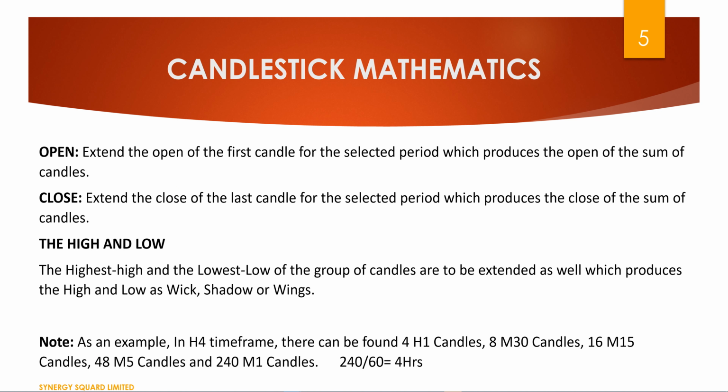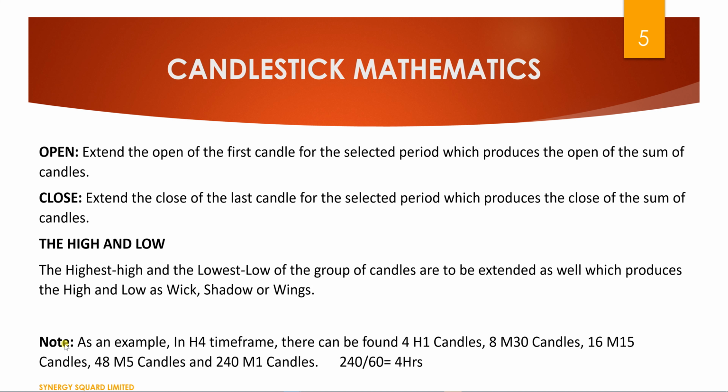Then talking about candlestick mathematics, for the open, we have to extend the open of the first candle for the selected period, which produces the open of the sum of candles. And then for the close, we extend the close of the last candle for the selected period, which produces the close of the sum of candles. Then the highest high and the lowest low of the group of candles are to be extended as well, which produces the high and low as wick, shadow, or wings.